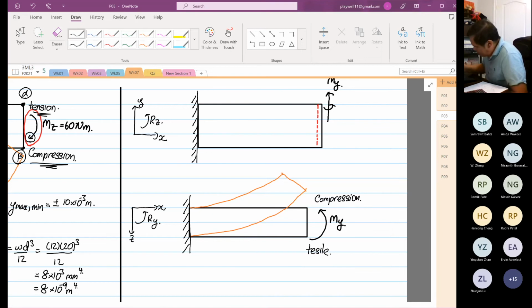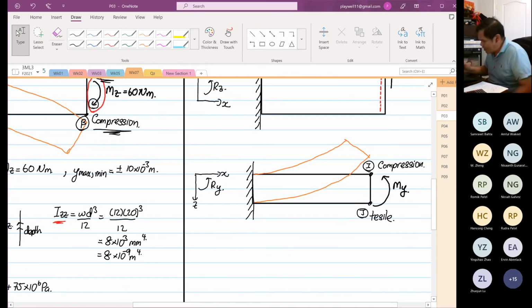So I'm going to call this our point I. Not point I, we're still, yeah, it cannot be the same name. So this is our point I. Over here, this is our point J. The formula we're going to apply is still stress in the x direction, now is moment about y over I, y multiplied by z.